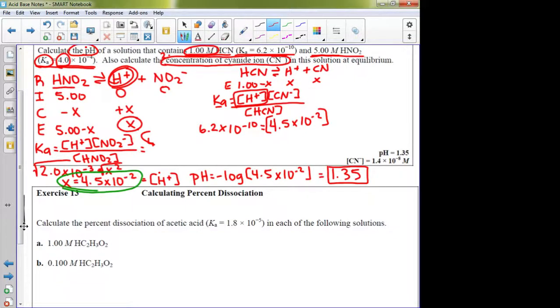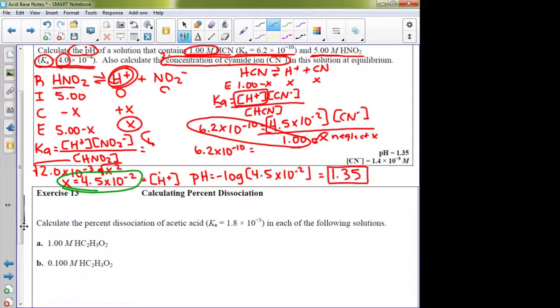And then I still don't know what my concentration of CN negative is, divided by HCN at equilibrium, which is 1.00 minus X, but what am I going to do with that X? So if I cross multiply this, 1.0 times anything is just what? Itself. So that would be 6.2 times 10 to the negative 10th is equal to 4.5 times 10 to the negative 2 times my concentration of CN negative.